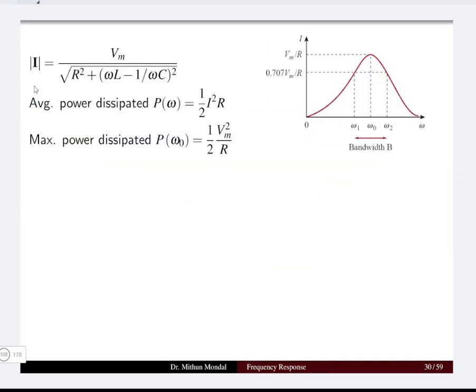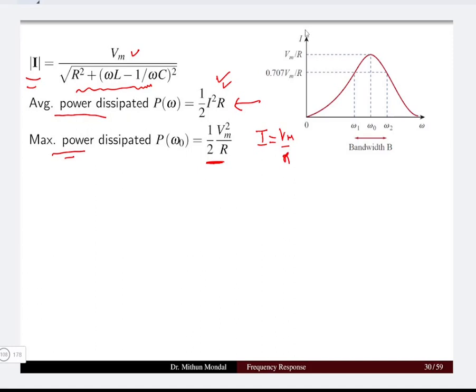Now let us talk about the current. So the current magnitude is the voltage Vm divided by the net impedance of the network. This is the current which is flowing. Now the average power which is dissipated is half I square R. This we have discussed in detail when we were discussing the AC network, how the average power is calculated. So the maximum power dissipated in the network will be half Vm square by R, because we know that the current is equal to Vm by R.